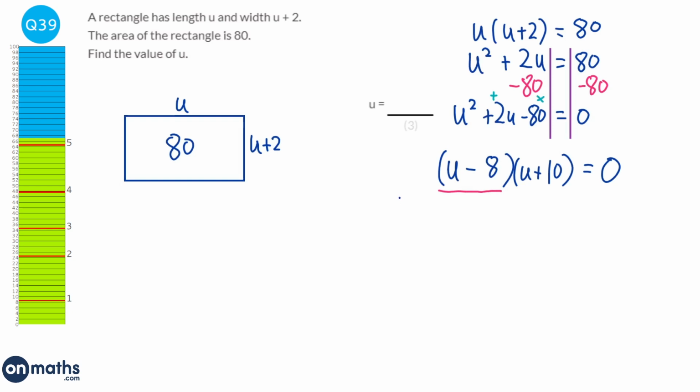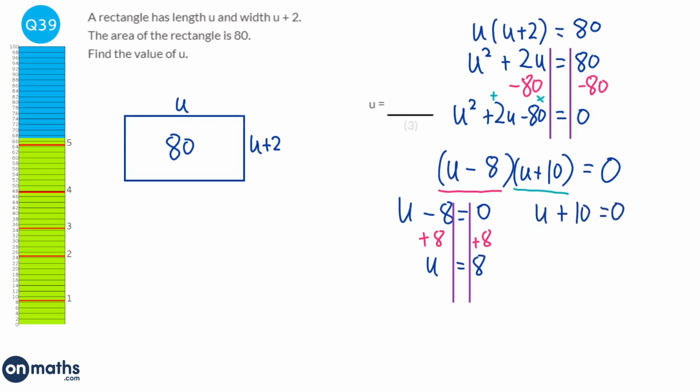Let's just do this in normal colour. So u minus 8 equals 0, and let's solve that. And so we're going to add 8 both sides, and we've got u equals 8. And we're going to do the same for this right hand bracket, so u plus 10 equals 0. Get our lines in, and take away 10 both sides. So u equals minus 10.